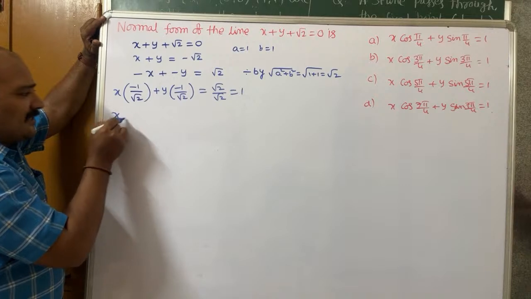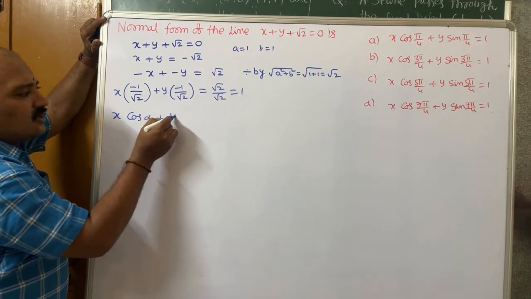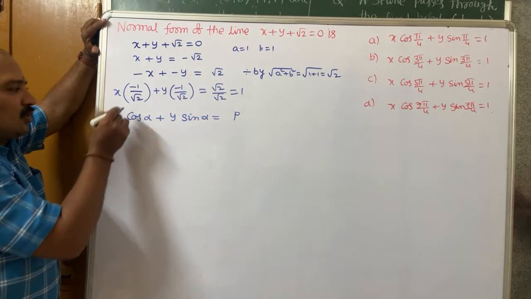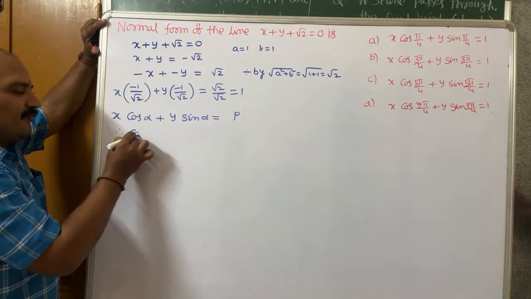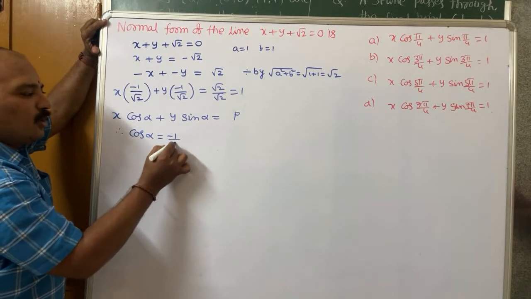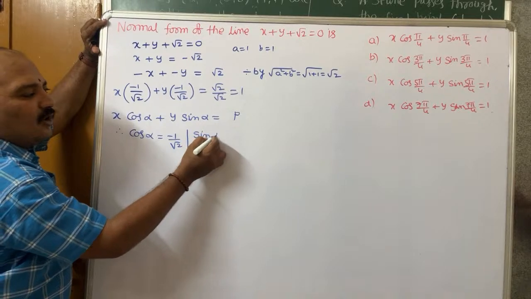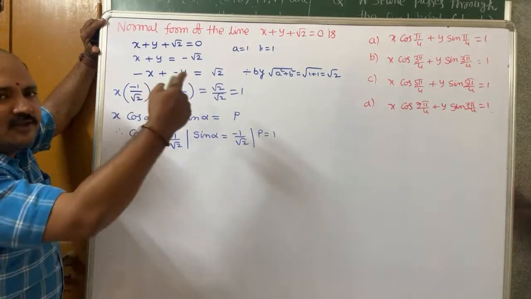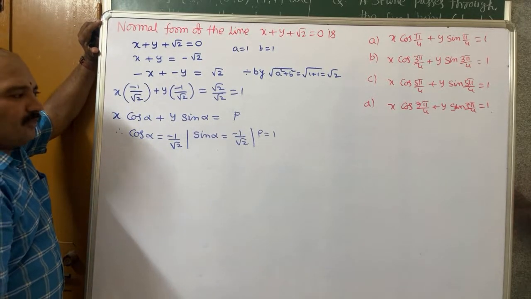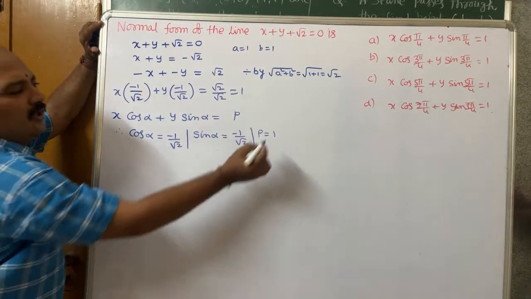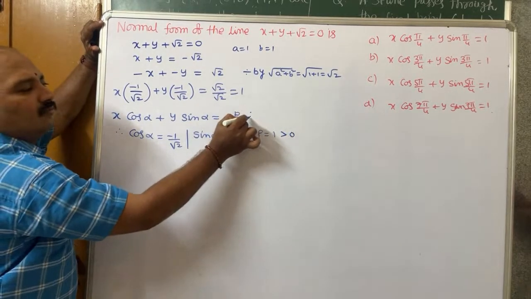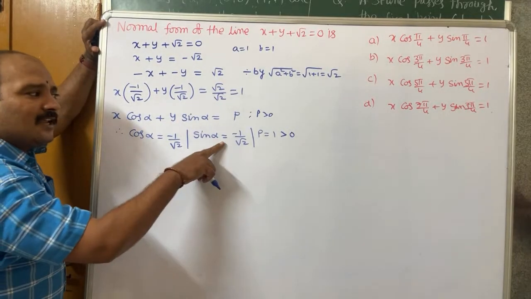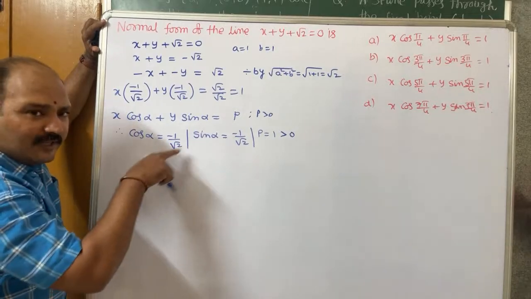This you have to compare with x cos alpha plus y sin alpha is equal to p. Am I right? So if you compare this, cos alpha equal to minus 1 by root 2 and sin alpha is also equal to minus 1 by root 2, and p value is the perpendicular distance from origin to the line. So p value is always greater than 0. Why? Because it's a perpendicular distance. Cos alpha, sin alpha both are negative in this.